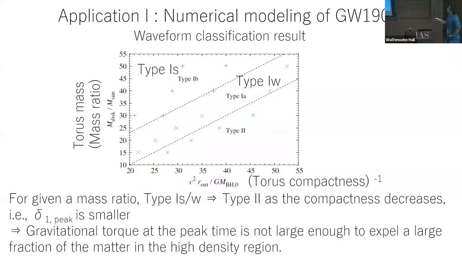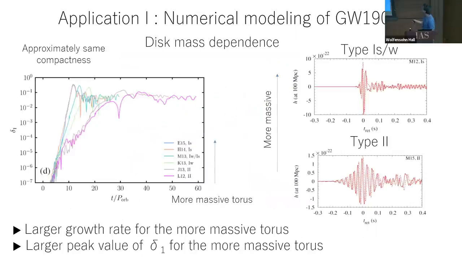And this is a summary plot in the torus mass and torus compactness frame. Here is type one S, here is type one W, here is type two. This approach showed a clear trend. For example, for a given mass ratio, if you go from here to here, the type of gravitational wave shifts from type one S, to type one W, to type two, as the compactness decreases. Because, as I showed in the previous slide, the normalized amplitude at the peak time is smaller for the less compact model. This implies that the gravitational torque at the peak time is not large enough to expel a large fraction of the matter in the high density region. That's why we get a waveform something like this.